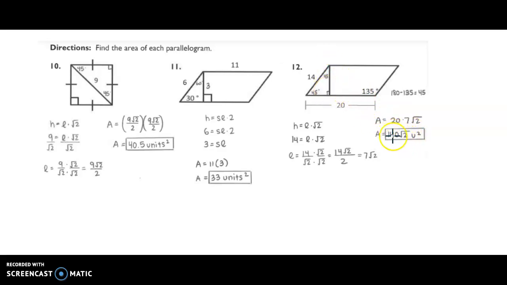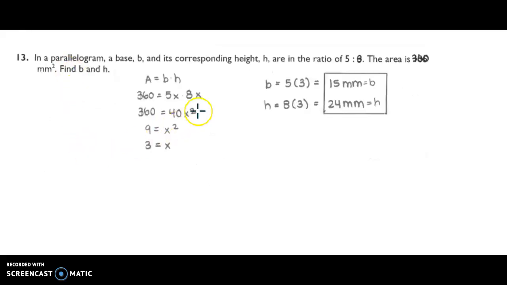Please, you should leave your answers in simplified radical form unless it asks you to round. In this problem, this is another one of those ratio problems.